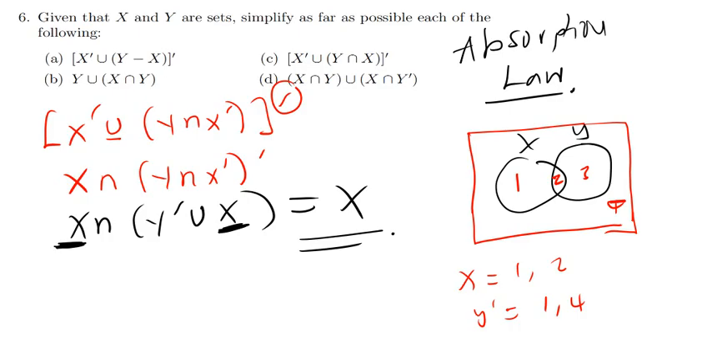Now let us put the numbers here. What is x? X is 1, 2. Intersect it with y complement union x, which is 1, 2, and 4, right? Have you seen what I'm doing here, guys? For those who are not understanding absorption law, have you seen what I'm doing? You're not responding.